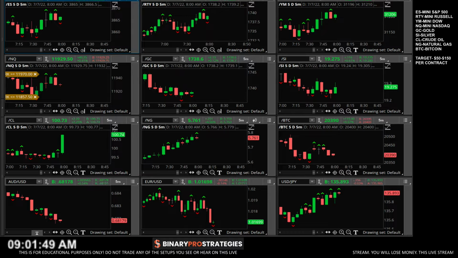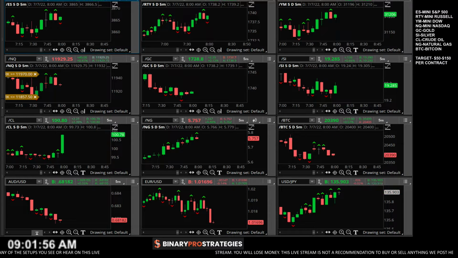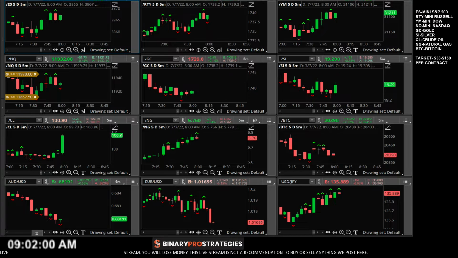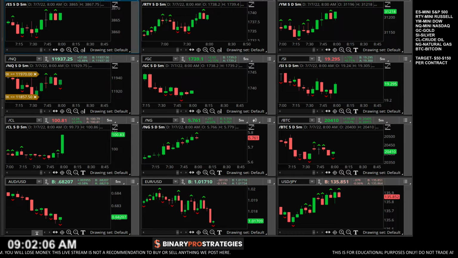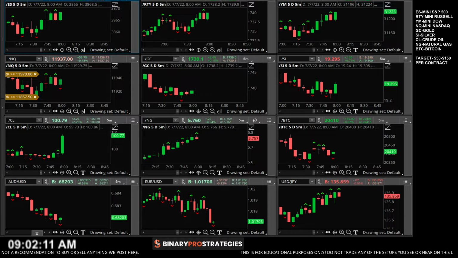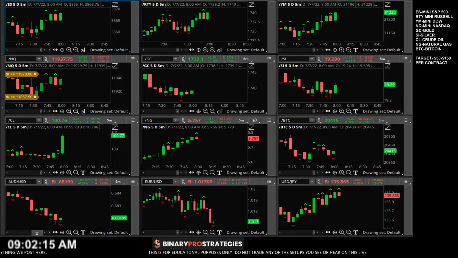Right now, the only thing coming in is on the mini Nasdaq NQ, which is in a buy, looking for a target of 119.70. ES has already started on its way, but I will go ahead and give you that target on ES. That ES mini S&P target is 38.72.